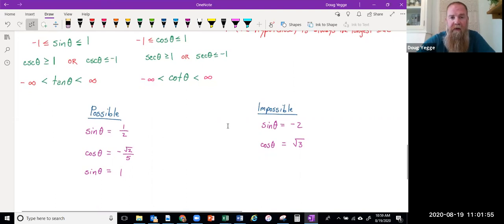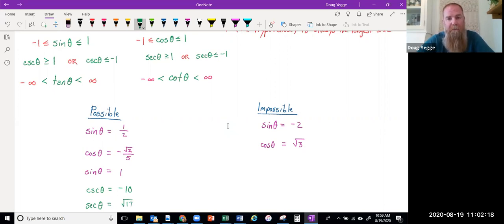In terms of cosecant of theta, let's look at a couple of things that are possible. Cosecant of theta could be -10. Secant of theta could be anything bigger than 1 or less than -1. So maybe the square root of 17.